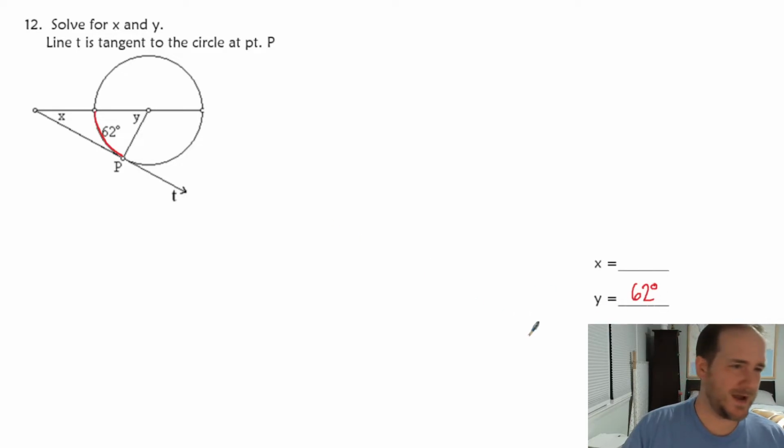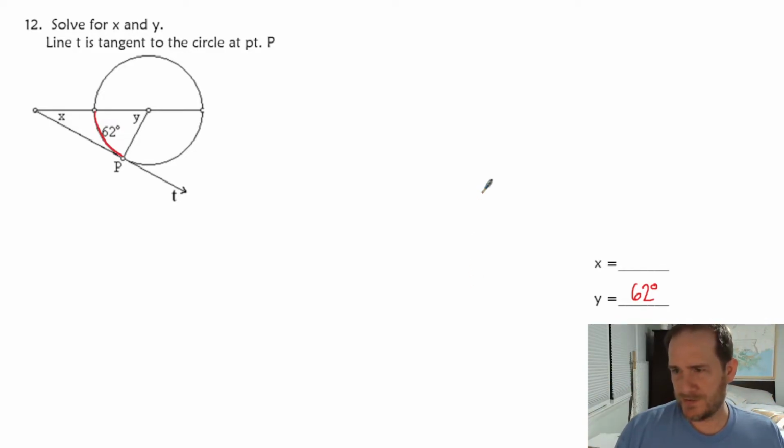So y is automatically 62. No math to show. You just know it's the same. Now, probably the fastest way to solve for x would be to remember that we had a rule that says that the radius drawn to the point of tangency of a tangent line is perpendicular to the tangent line.